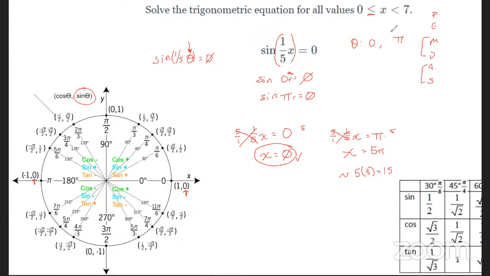Now, does 15 fit between 0 and 7? It does not. So this is not a possible answer. So our only answer for this is x equals 0.